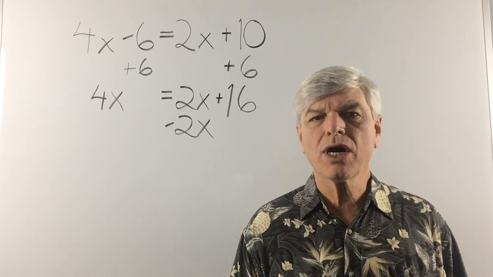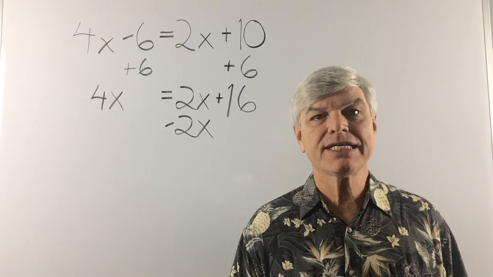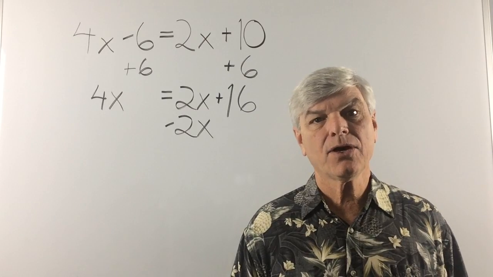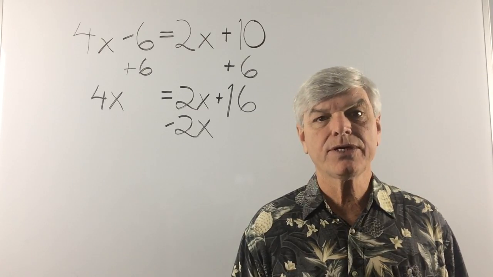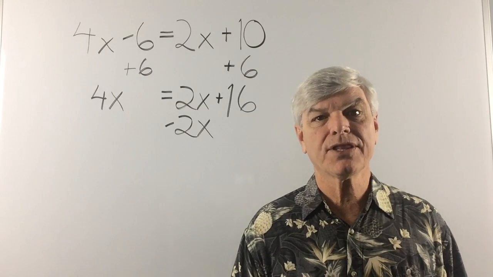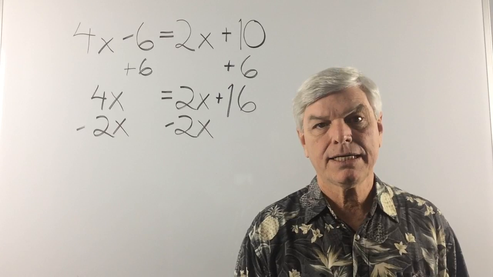Before we just wanted to get rid of the coefficient. But now we need to get rid of the entire 2x. The only way to do that is to subtract. And whatever we do to the right-hand side, we're going to do to the left-hand side. So there we go. We're in balance again.